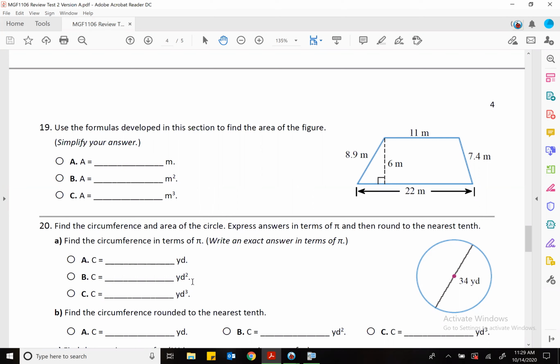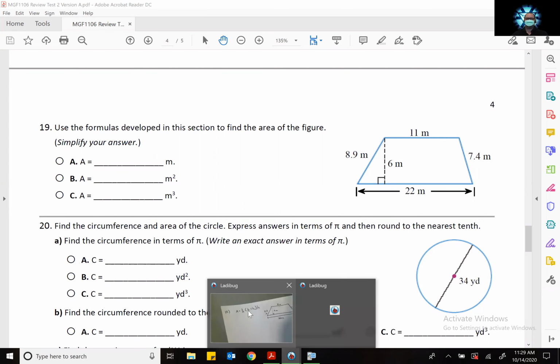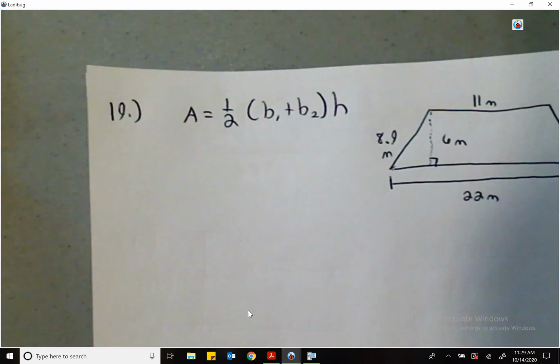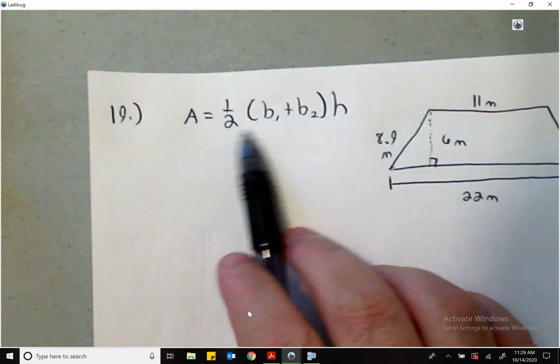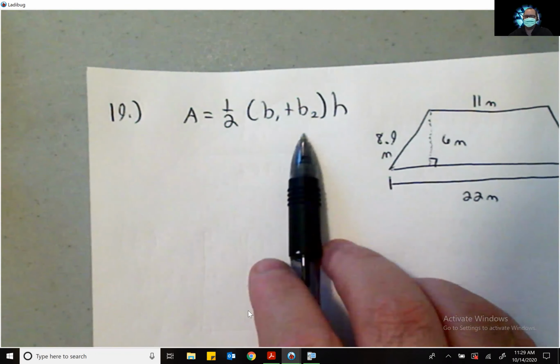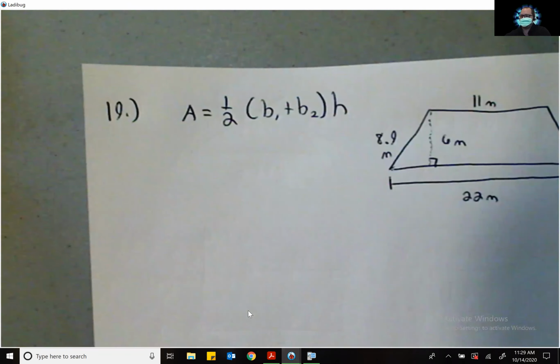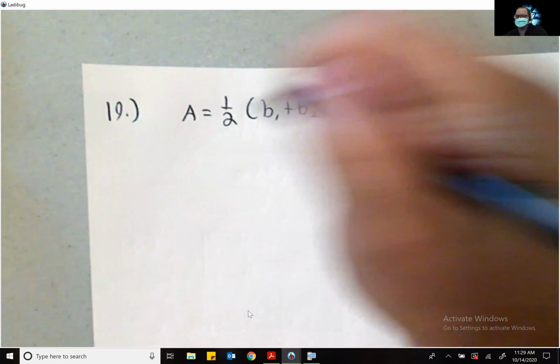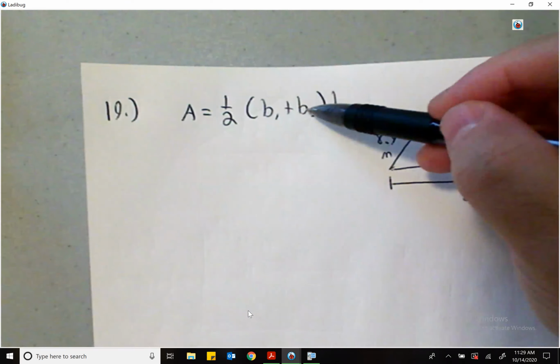Okay. So the area formula for a trapezoid is 1/2 parenthesis B1 plus B2 close parenthesis H. Sorry, could you say that again? Yep, I'm going to put it up on my screen right now. Okay, cool. 1/2 parenthesis B1 plus B2 parenthesis H. So base 1 plus base 2, times height.